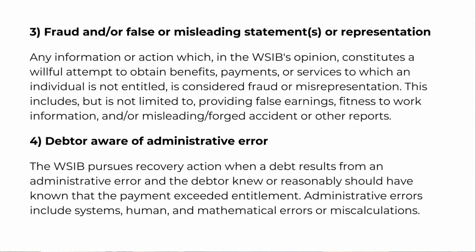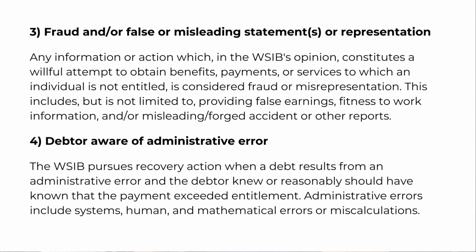The third and fourth situations where the WSIB will pursue recovery of the debt are number 3, fraud and/or false or misleading statements or representation. So any information or action which in the WSIB's opinion constitutes a willful attempt to obtain benefits, payments, or services to which an individual is not entitled is considered fraud or misrepresentation. This includes but is not limited to providing false statements, fitness to work information, and/or misleading forged accident or other reports. Number 4, the debtor aware of administrative error.